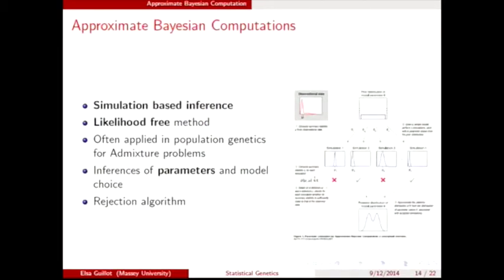To do my inference of my population mating system, for my simulations, I'm using an approximate Bayesian computation framework. I can answer questions about it. It's a somewhat complex Bayesian framework, but basically simulation-based inference without likelihood, which makes it quite nice for this problem. It's often applied in population genetics, and I can infer either parameters or model choice, or both. In this case, I'm going to do an inference on parameters to estimate my best mating system, and I'm using a rejection algorithm. The way it works is that I do a ton of simulations and I choose the simulations which are the closest to my observations.